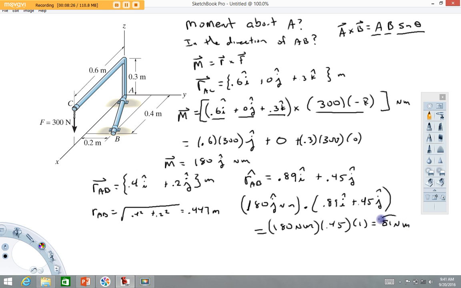Now, this no longer has a direction because when we do a dot product, remember, you don't get a vector out of it. So this is how much of the moment vector is about AB. So basically this force is producing a tendency for this thing to rotate, a moment about this axis of 81 Newton meter. So the purpose of this video was how to calculate moment in 3D using the vector definition of moment, which is this, and that's what was done right here and here to get this value, including the direction, and then to determine how much of that moment vector is in a given direction, and that's what was done here and here.